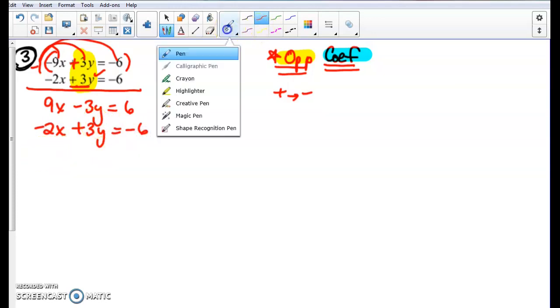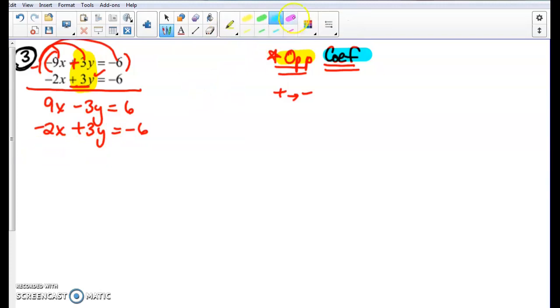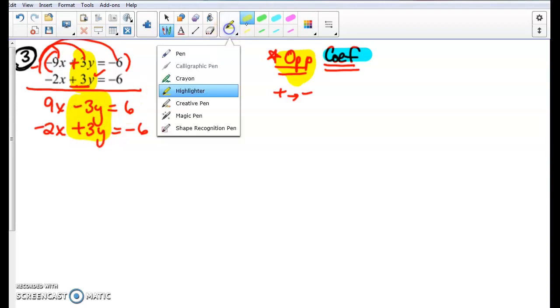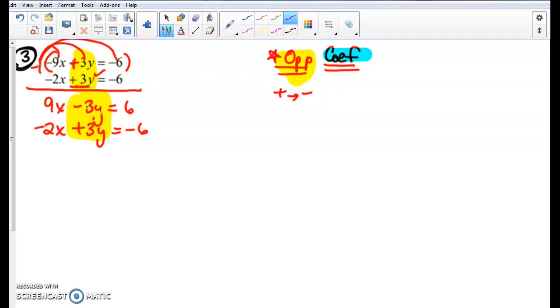Alright, so once again, before we go any farther, we want to check and make sure we indeed do have opposite coefficients. We were focused here on our y, so we look at our y's again. I have a negative 3y and a plus 3y, so they are indeed opposites because they have different signs. One's a minus, one's a plus. They're the same number in front, 3 and 3, so we're good to add them together.